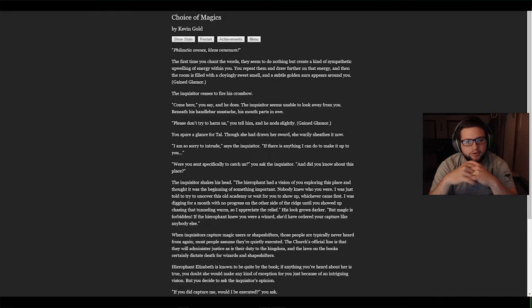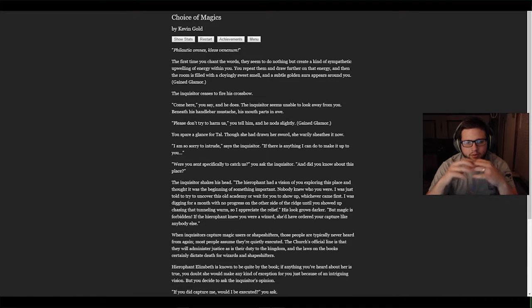The Inquisitor ceases to fire his crossbow. Come here, you say, and he does. The Inquisitor seems unable to look away from you. Beneath his handlebar mustache, his mouth parts in awe. Please don't try to harm us, you tell him, and he nods slightly. We gain glamour again. You spare a glance for Tal, though she had drawn her sword, she warily sheathes it now. I'm so sorry to intrude, says the Inquisitor, if there's anything I can do to make it up to you. Were you sent specifically to catch us, you ask the Inquisitor, and did you know about this place? The Inquisitor shakes his head.